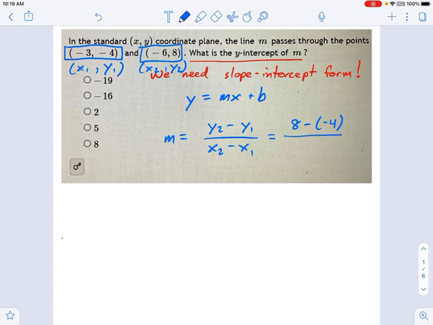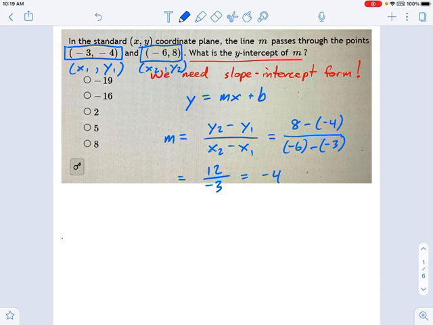x2 is negative 6. And it's going to be minus negative 3. Okay, so I simplify that. On top, 8 minus negative 4 is just 12. On bottom, negative 6 minus negative 3 is negative 3, which means this is going to be negative 4. I have a slope of negative 4.